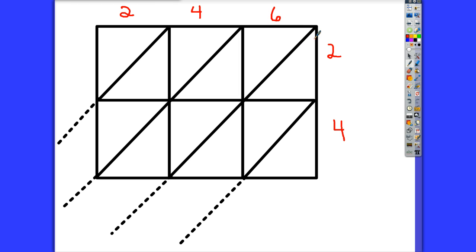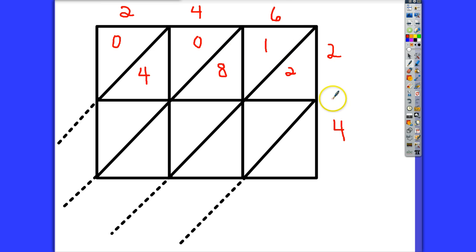6 times 2, well, that's 12. I'm going to write 2 in the ones place, 1 in the tens place for 12. 4 times 2, that's 8. I have a single digit. So there's the ones place. I don't have anything in the tens place. 2 times 2 is 4. Again, that's a single digit. There are no tens. So I put a 0 here. So I've got my first row filled out.